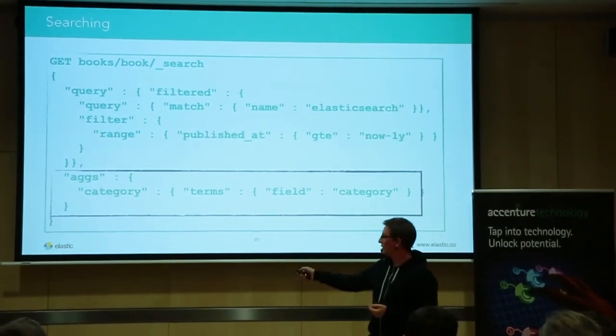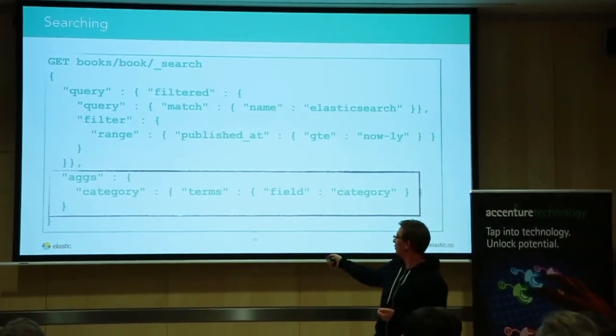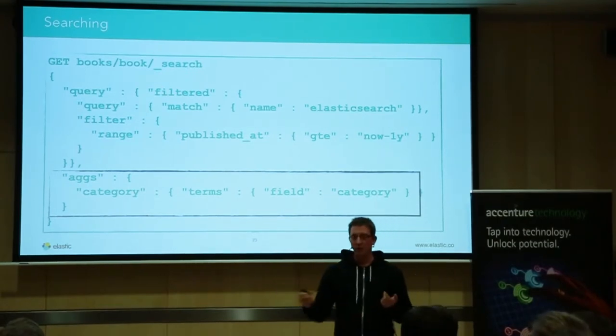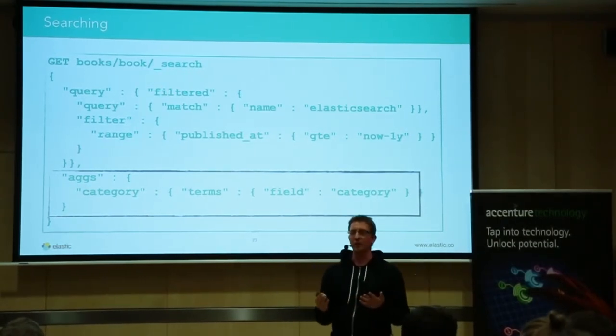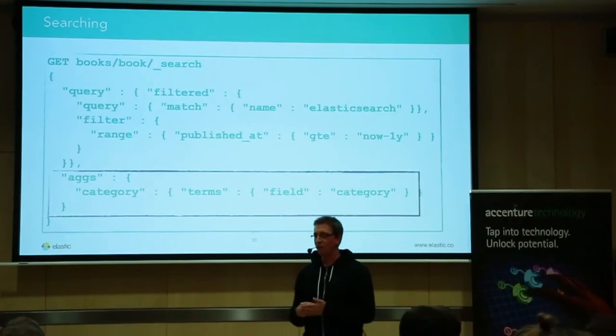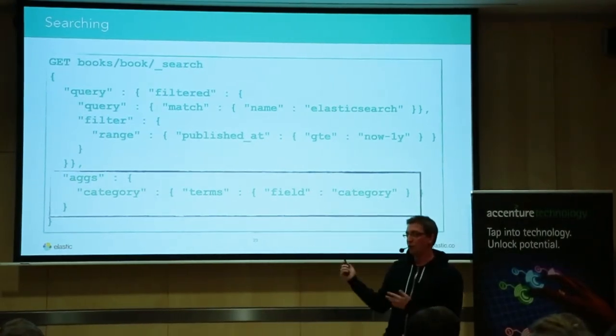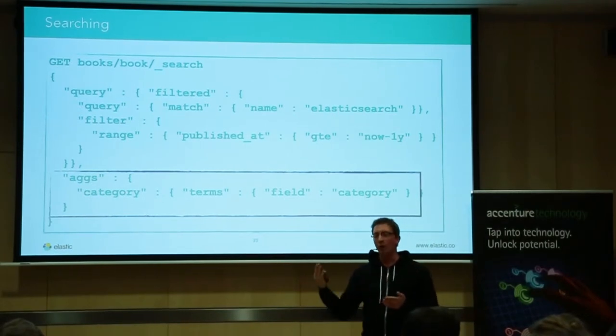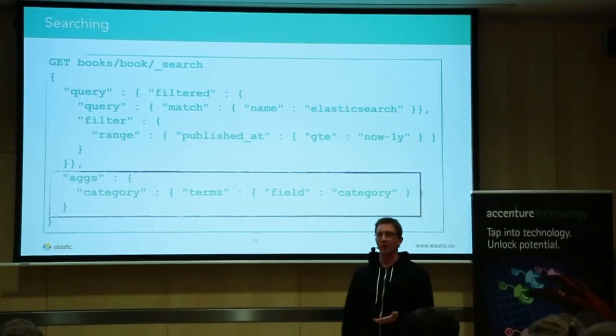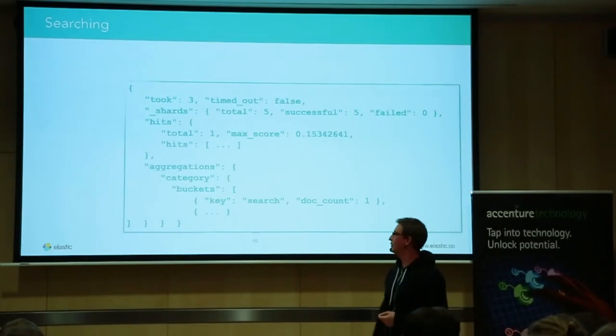What this does is it's having a terms aggregation on the category field. So imagine every book has a category. Some have IT, some have biography, some are fiction, some are novel, whatever. And if you search for Elasticsearch, we want to know how many books fit into which category. And this is what this terms aggregation is basically doing.